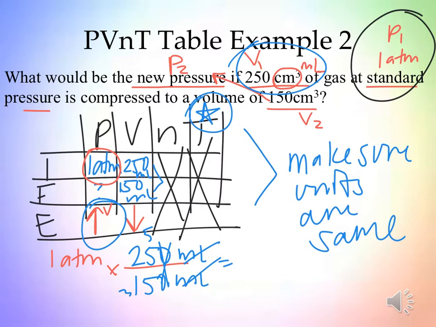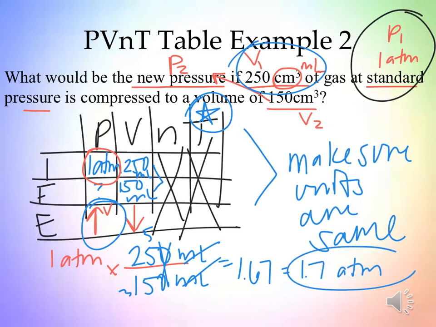So that is 1.67. We have to actually round to two significant figures, 1.7 atm. Now, the question is, does that answer make sense? Does it make sense that you started out with 1 atm and you're ending with 1.7? Well, yes, because we even said right here that pressure needs to go up.